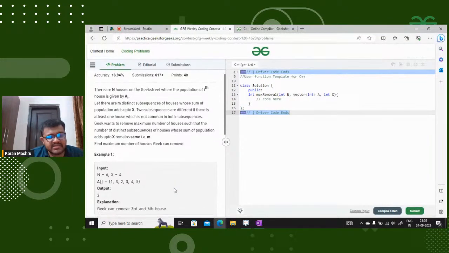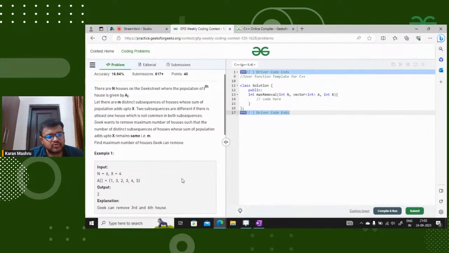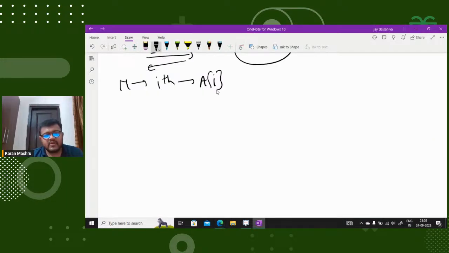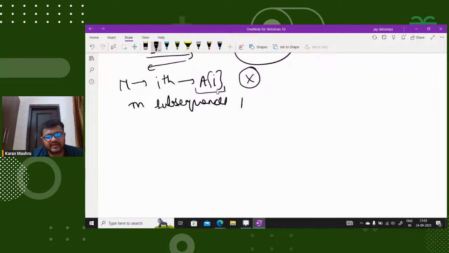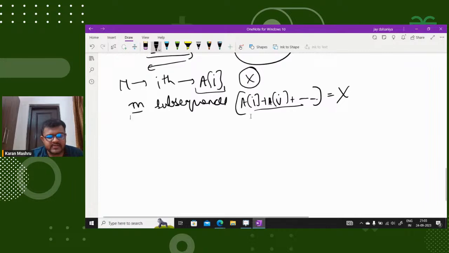Let there are m distinct subsequences of houses whose sum of population adds up to x. So what does that mean? We will be given x in the input, and depending upon our array there are m number of subsequences whose sum of population, that is, let's say a subsequence has ai plus aj plus some number of elements of the array. The sum of the population is equal to x, and number of such subsequences are m.